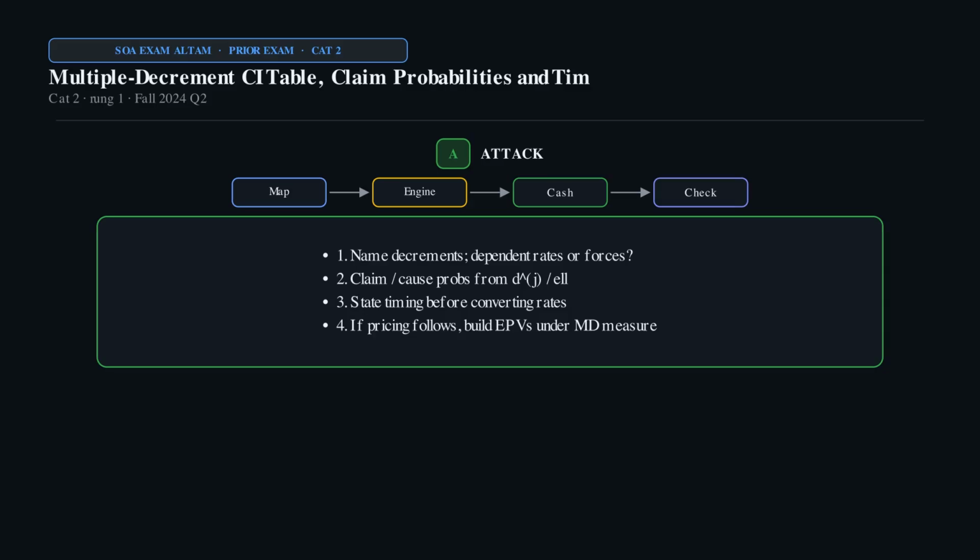Attack with the Category 2 checklist. Step 1. Name decrements, dependent rates, or forces. Step 2. Claim/cause probs from D-J/L. Step 3. State timing before converting rates. Step 4. If pricing follows, build EPVs under MD measure.